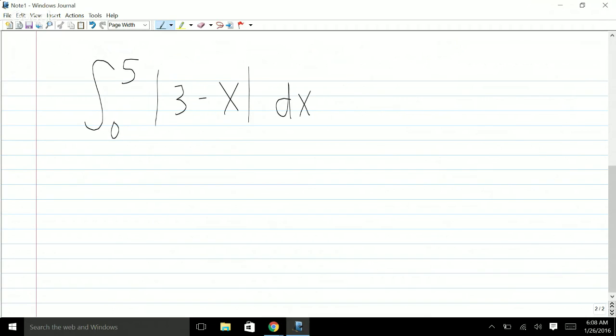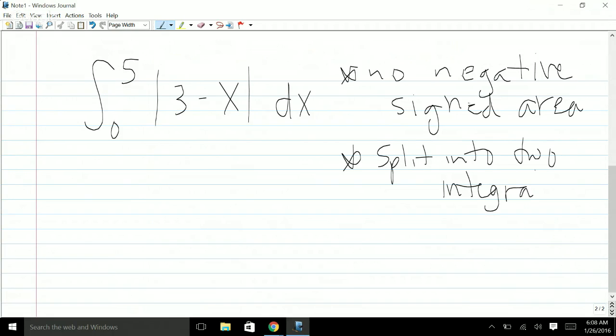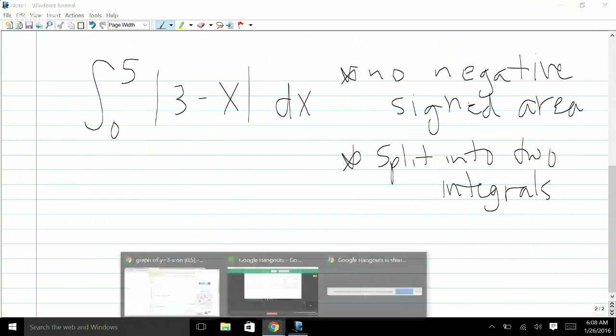Basically, what you're saying there is no negative signed area. Okay, so that's number one. Number two is we've just split it into two integrals. Okay, so let me show you a graph here.